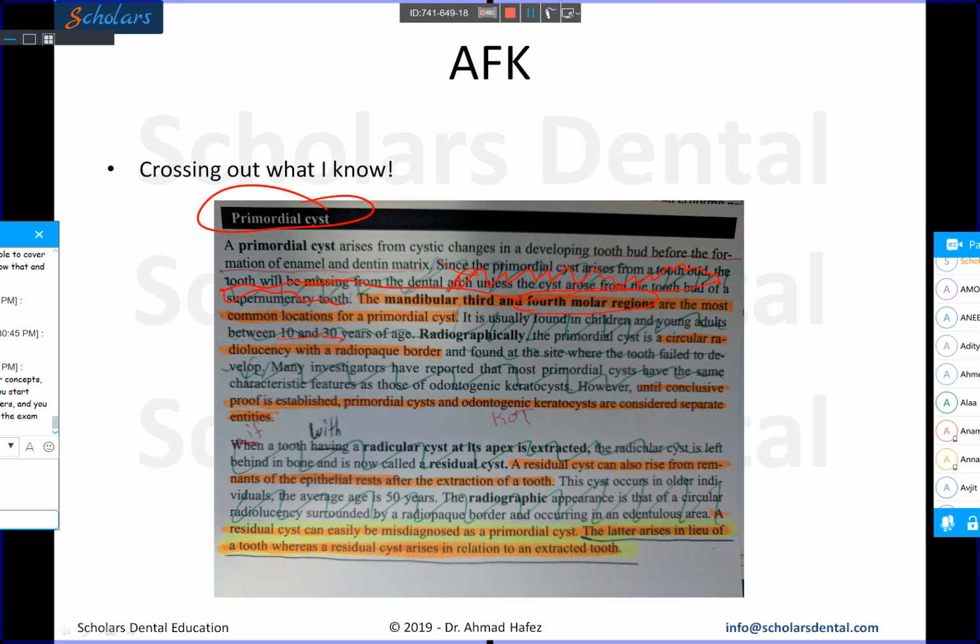Now here, it is usually found in children and young adults between 10 and 30. I felt that was something I would never remember and it's not relevant. How am I going to remember 10 to 30? I'm just not going to remember that. It's going to waste my time. Because if I have to do it for one disease, why not do it for the rest, right?